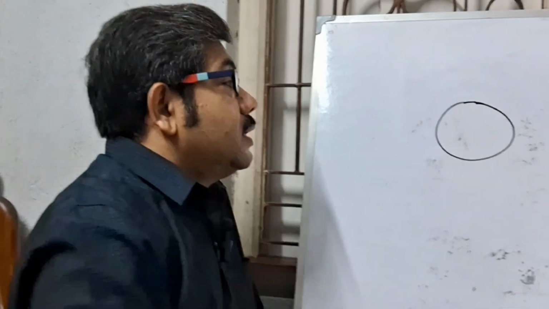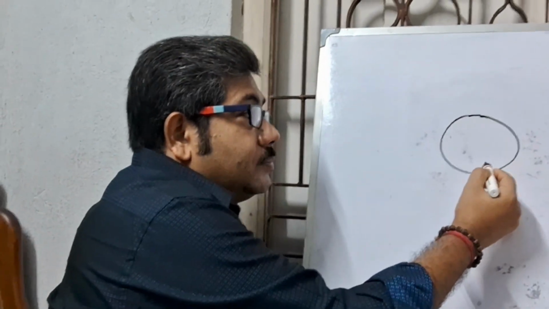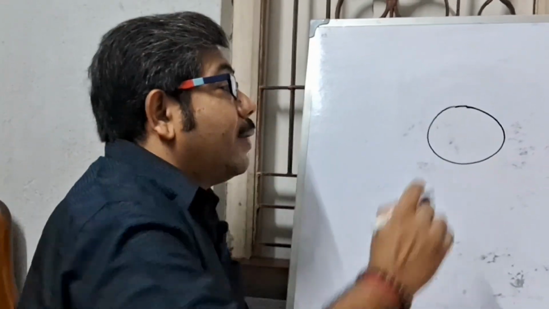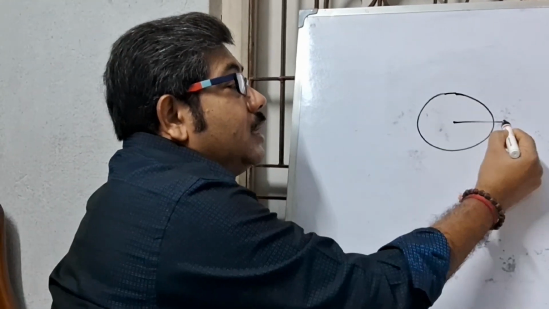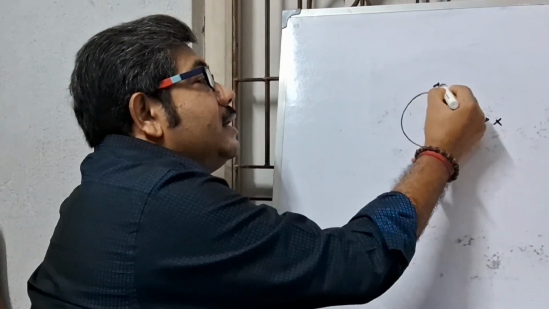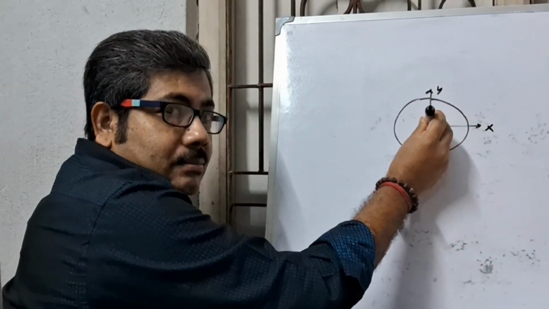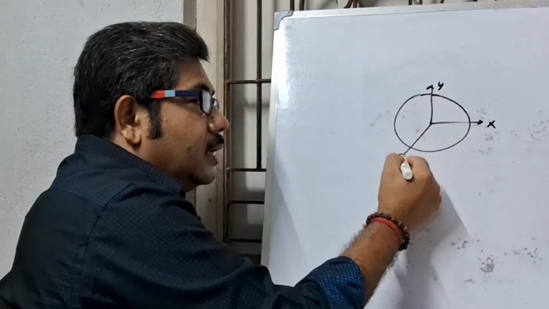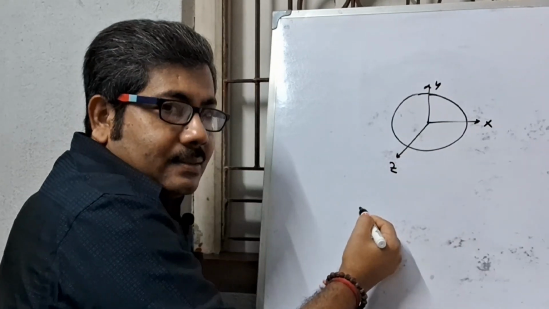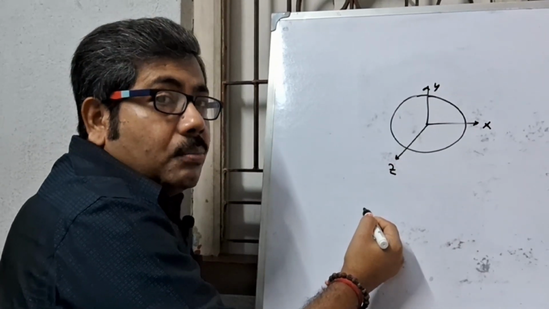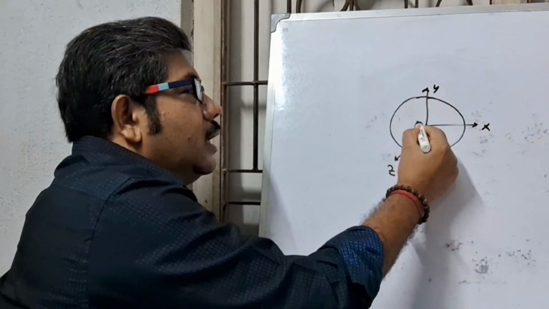So, polar moment of inertia of this circular section about an axis passing through its CG, that means the intersection of the XX and YY axes, and perpendicular to the plane. That means this ZZ axis is called the polar moment of inertia.